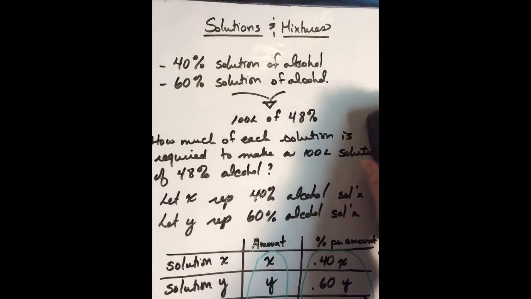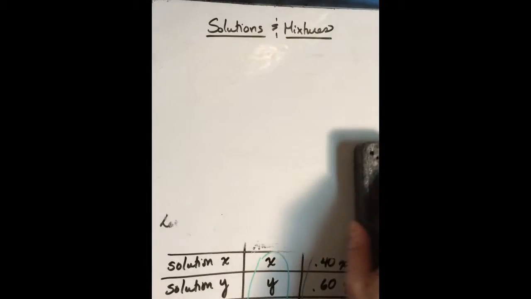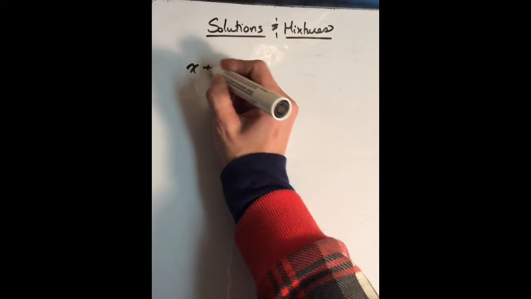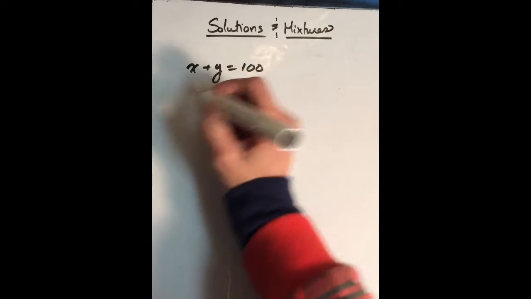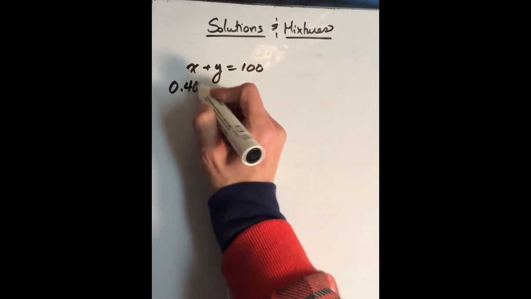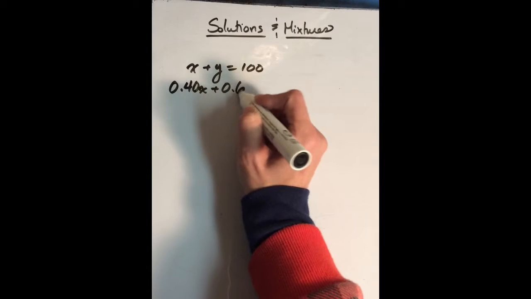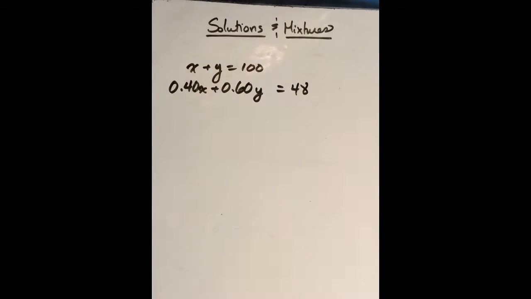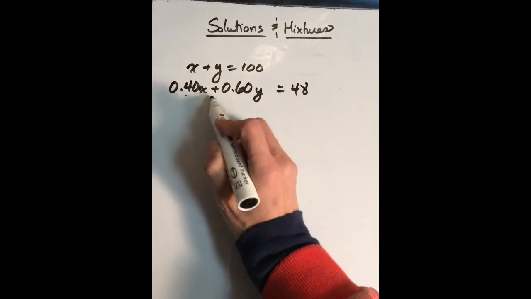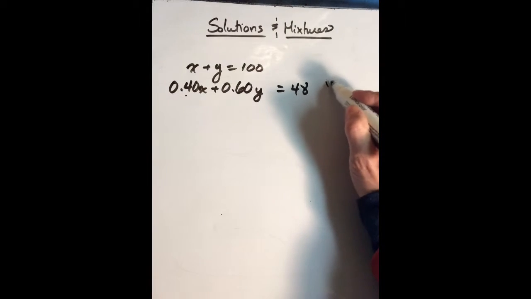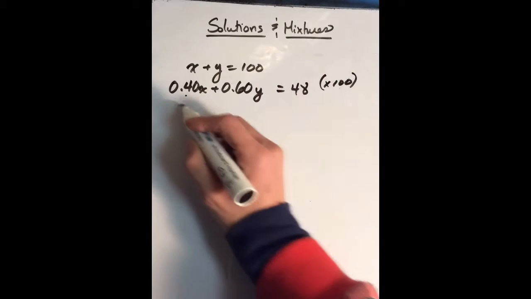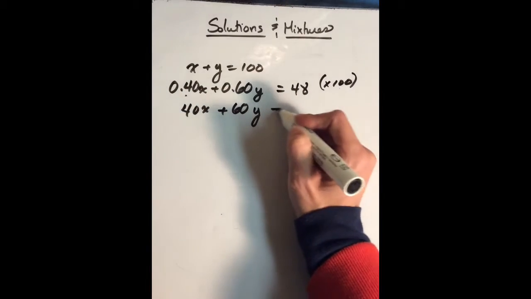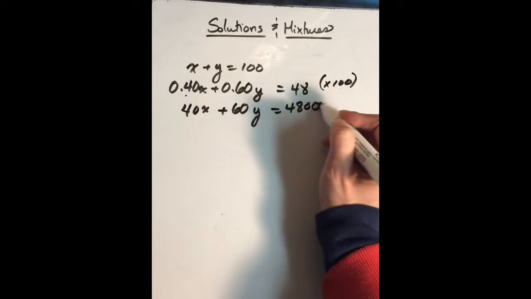Now I can start solving the system of equations. If it's decimals, we can get rid of the decimals. So let me rewrite these equations for you. We have X plus Y is equal to 100, and 0.40X plus 0.60Y is equal to 48. And if you choose to eliminate the decimals, we can multiply this equation by 100. And so we have 40X plus 60Y is equal to 4800.